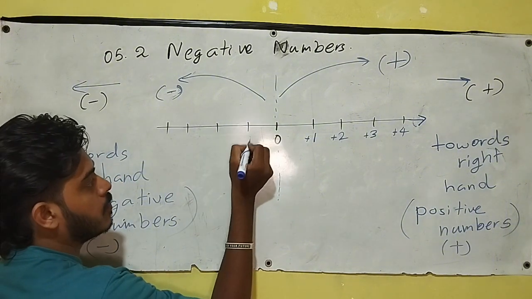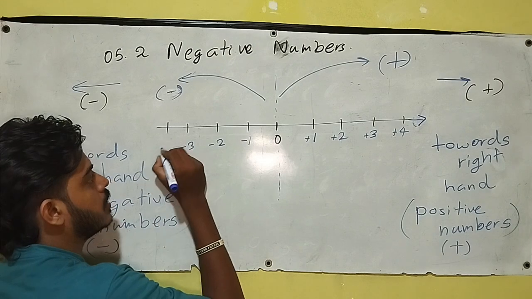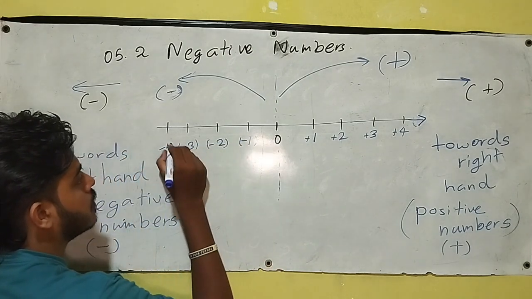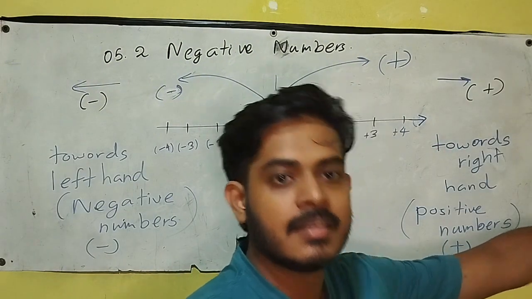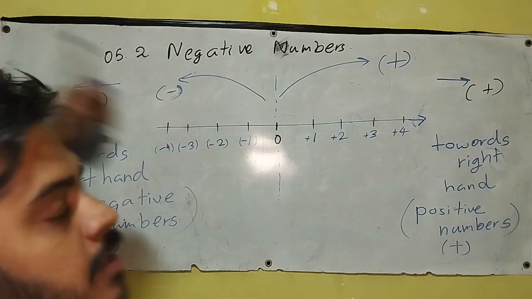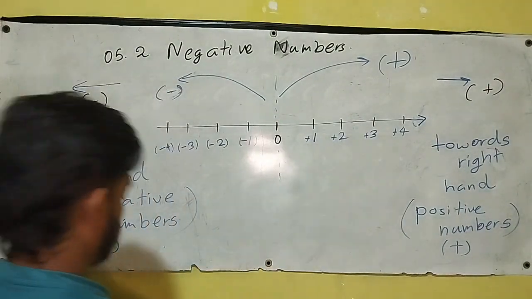Left hand side, 1, minus 1, 2, minus 2, 3, minus 3, 4, minus 4. And also you can use the brackets. Towards the right hand side, positive numbers. Towards the left hand side, negative numbers. That is the theory.